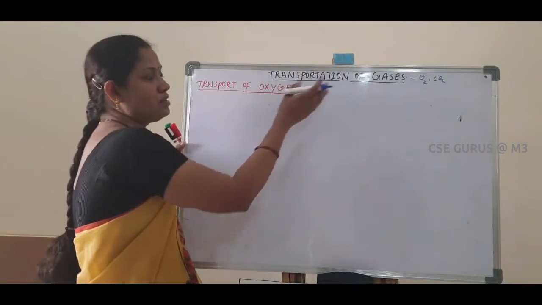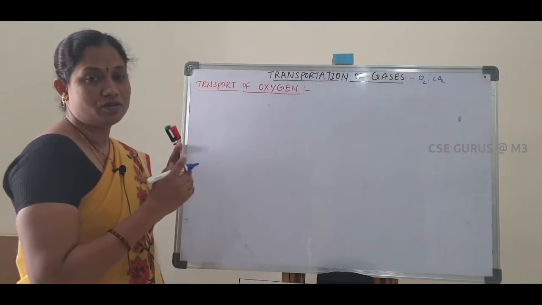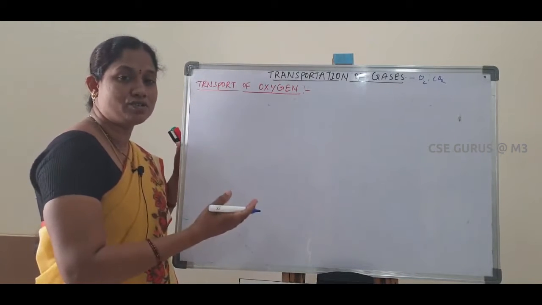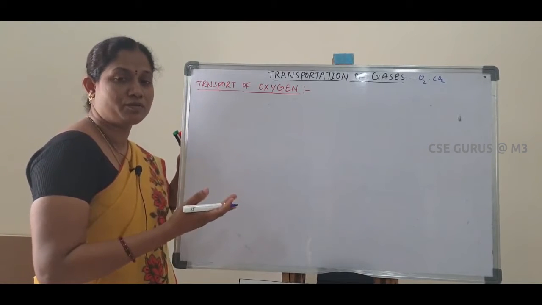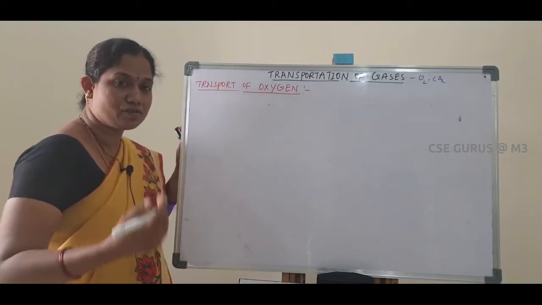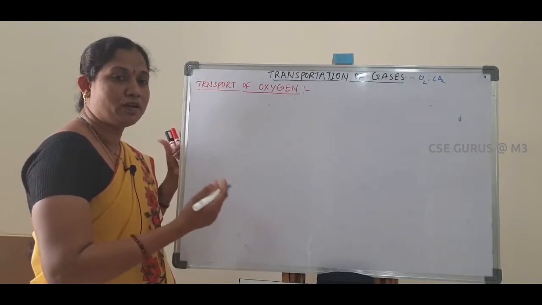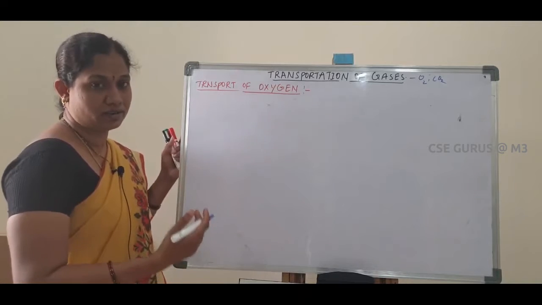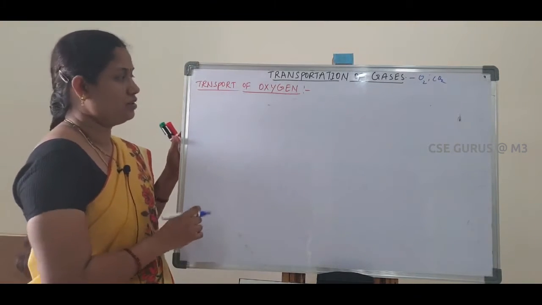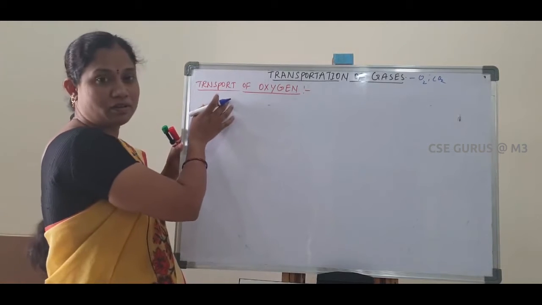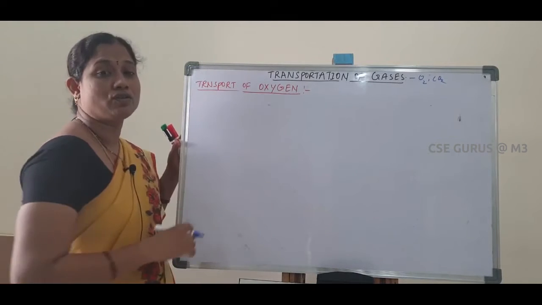So here, how do this oxygen and carbon dioxide diffuse into the blood during the exchange process? During the exchange process, what will happen? Oxygen diffuses into the blood. Then through the blood, how are the oxygen and carbon dioxide transported to the tissue? We will see this transportation. First of all, we will discuss the transport of oxygen.